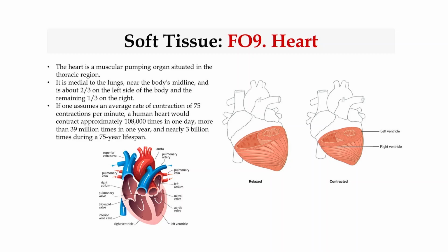If one assumes an average rate of 75 contractions per minute, which is normal, a human heart would contract approximately 108,000 times in one day. That's a huge number, right? That is more than 39 million times in a year and nearly 3 billion times during a 75-year lifespan. So we can well imagine how important the proper beating of the human heart is for our well-being and normal functioning, right?